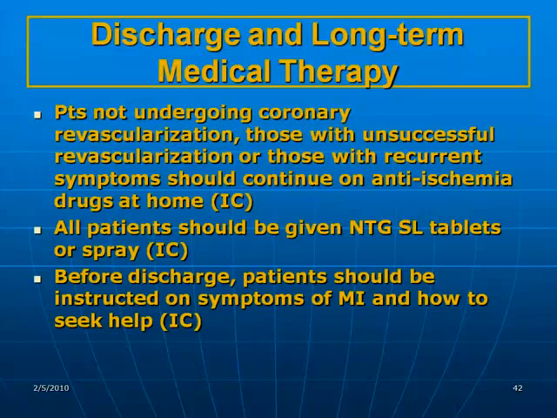So on slide 42, obviously discharge education and long-term medical therapy are things that have to be discussed with these patients when they leave. Patients that do not have adequate revascularization, they either didn't have PCI or CABG, or they couldn't dilate all of the arteries that they needed to, may need to go home on anti-ischemic therapy. We kind of just talked about that. They may need beta blockers and nitrates and calcium antagonists to treat angina.